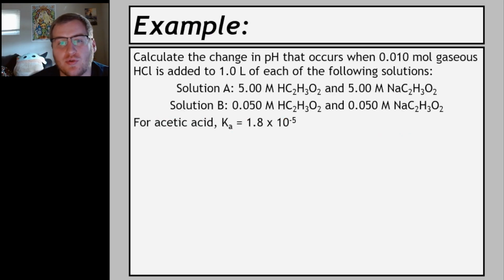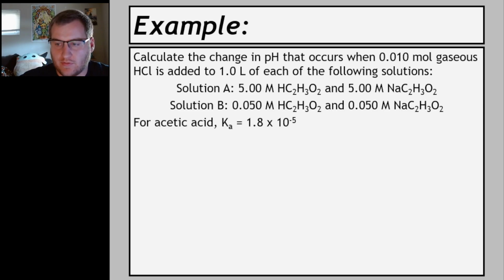So here's an example. I have two different buffers. I'm going to calculate the change in pH that occurs when 0.01 mole of gaseous hydrochloric acid, so I'm adding more HCl, to 1 liter of each of the following solutions. Solution A is a buffer made of acetic acid and acetate ion, but I have 5 molar of each one. So I have a large concentration of weak acid and conjugate base. Solution B is the same sort of solution: 0.05 molar acetic acid, 0.05 molar acetate ion, but I have lower concentrations of each one. And then I have the Ka of acetic acid to help. So I want to see what's the pH after this reaction.